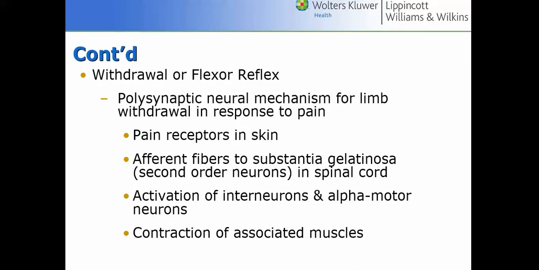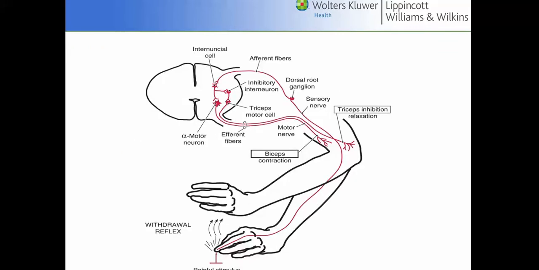Next, you have the withdrawal or the flexor reflex, which basically happens when you touch a painful stimulus, for example, a needle, or you get pricked by something and you want to withdraw your finger from that stimulus, which causes the pain. That's because of the pain receptors in the skin. They pick up that painful stimulus, and that afferent information is passed to the spinal cord. Then there is activation of interneurons and alpha motor neurons, and of course there's contraction of the associated muscles. So this is a schematic representation of how a withdrawal reflex works.